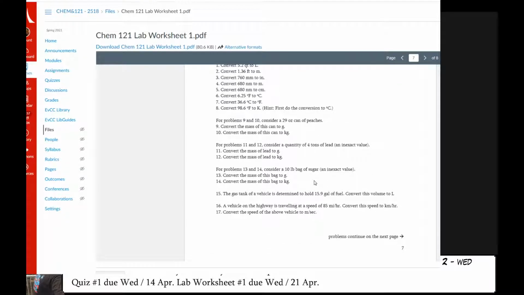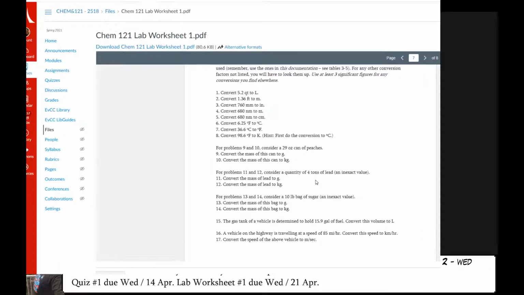Secondly, be very careful about the number of sig figs provided for each problem. For instance, this number right here, 5.2, not an exact number. That would be 2 sig figs. That will affect your answer. This number right here, 680, not an exact number. None of these are exact numbers, so be very careful. Okay?